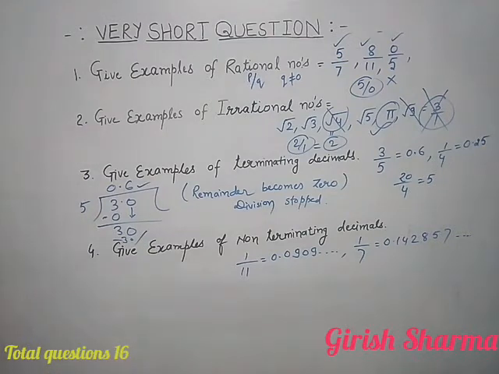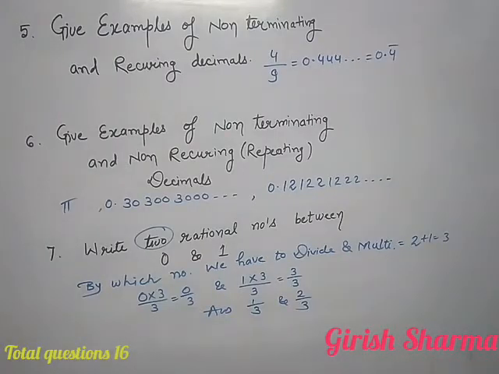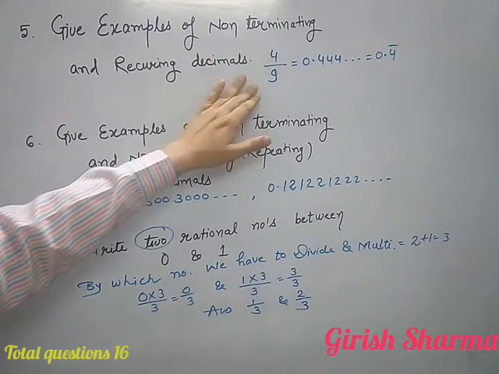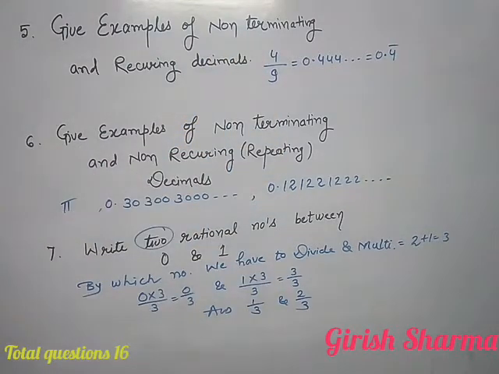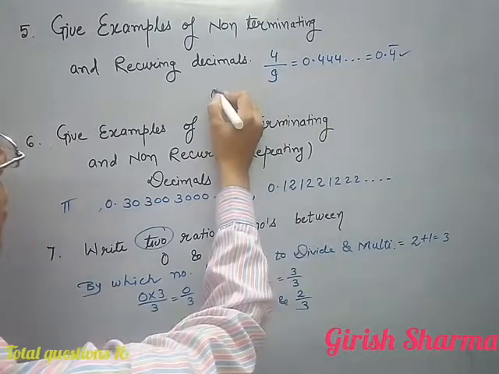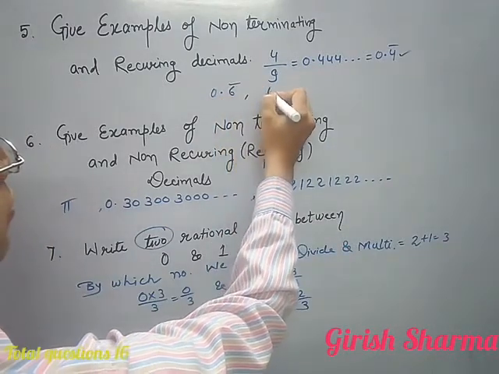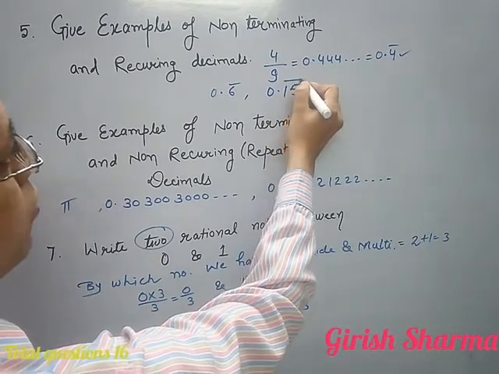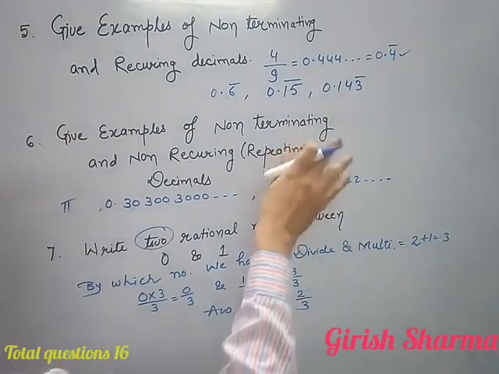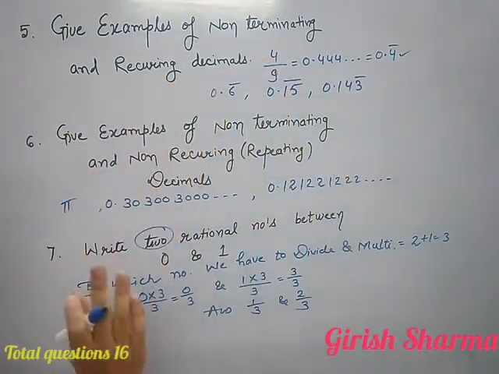Now come to question number 5. Yes, come on to the next question. Give examples of non-terminating and recurring decimals. See here, the first example I have written here, 4 upon 9. If I divide it, I will get 0.4444, like 0.4 bar. It means whatever numbers are given in bar, like 0.4 bar, 0.6 bar, 0.15 bar, 0.143 bar, these all are non-terminating recurring decimals.